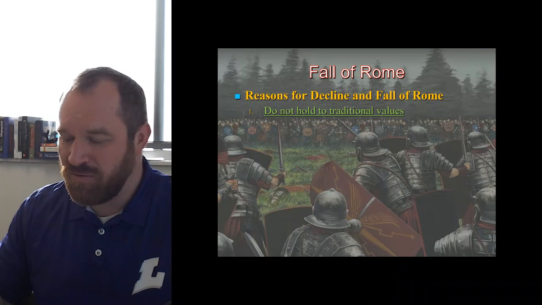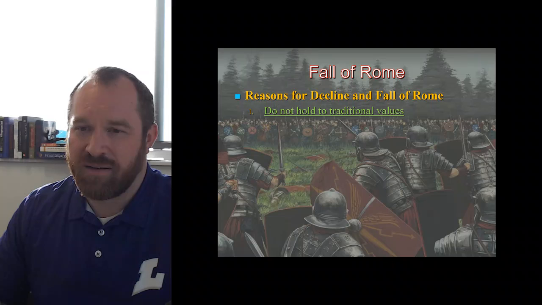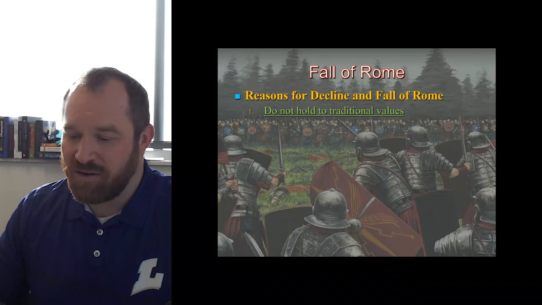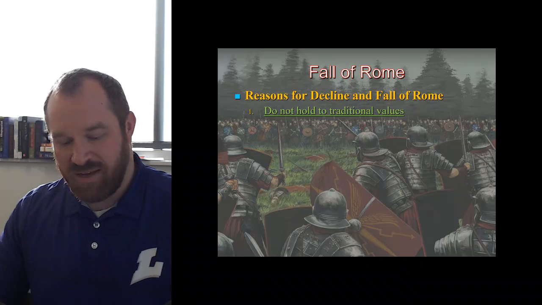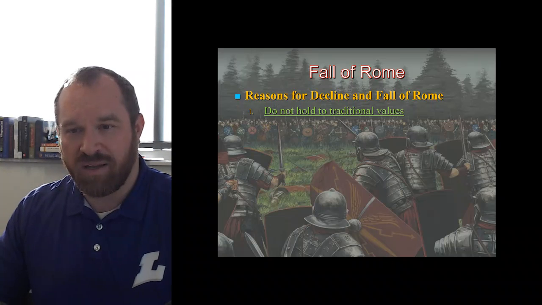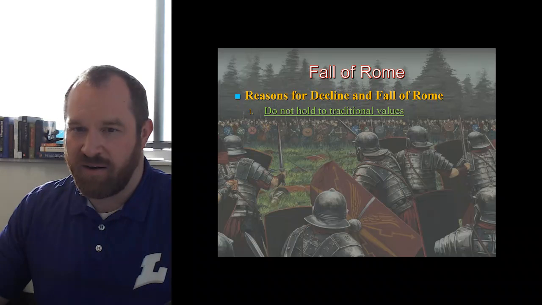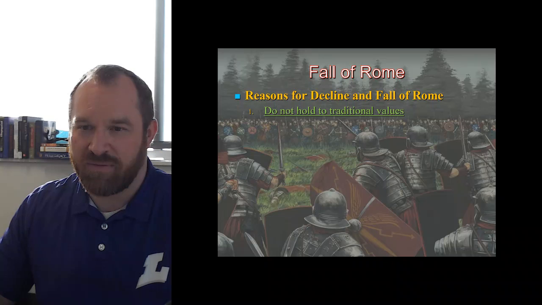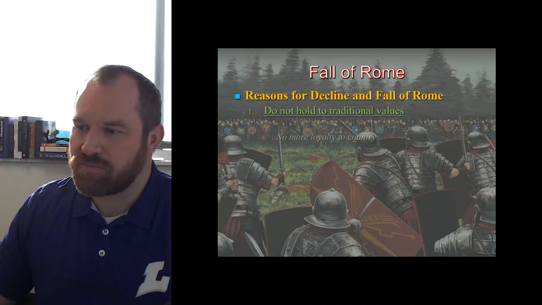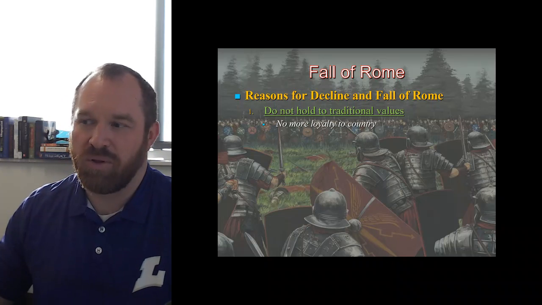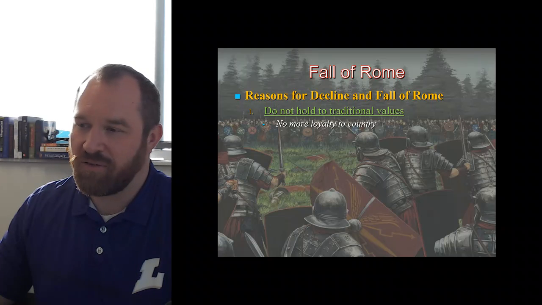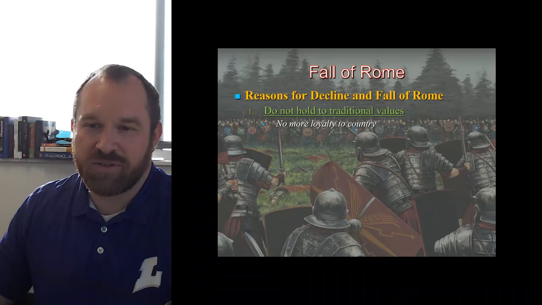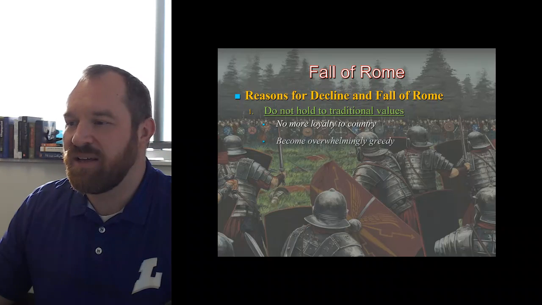Those are two very different thought processes, and there is a very good argument to be put in place, I definitely would say, that what made Rome Rome in the beginning is not there at the end, and if it was there, things most definitely would have been different. So basically, when we talk about these traditional values, there's no more loyalty to that country. There's no discipline and self-sacrifice.